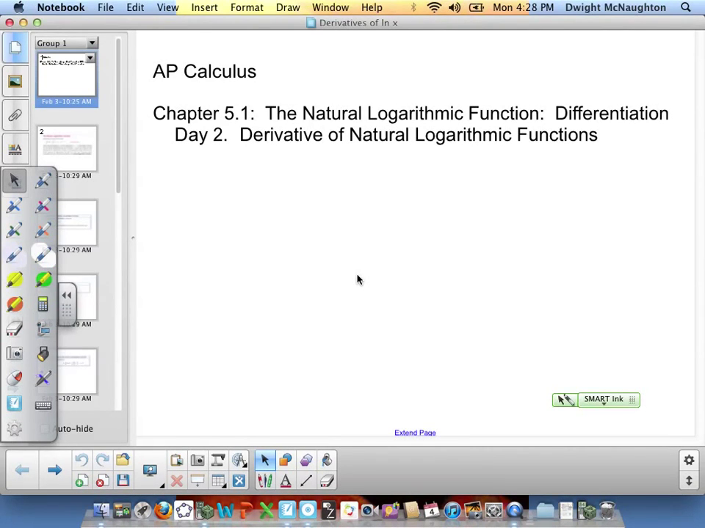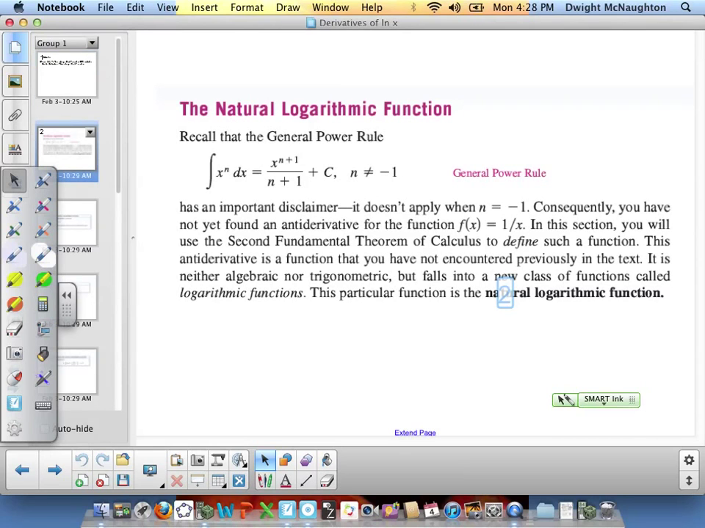Chapter 5.1, the natural logarithmic function, differentiation. Day 2, derivative of natural log functions. If you remember antiderivatives, all right?